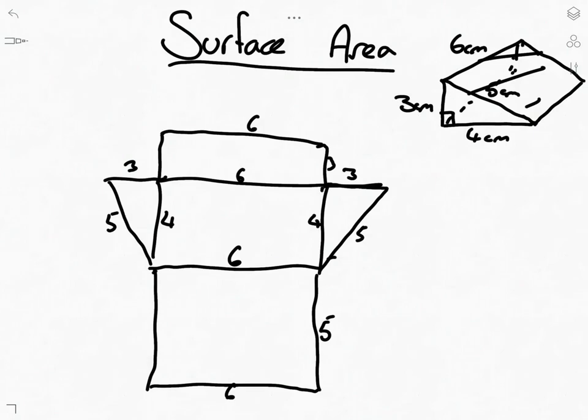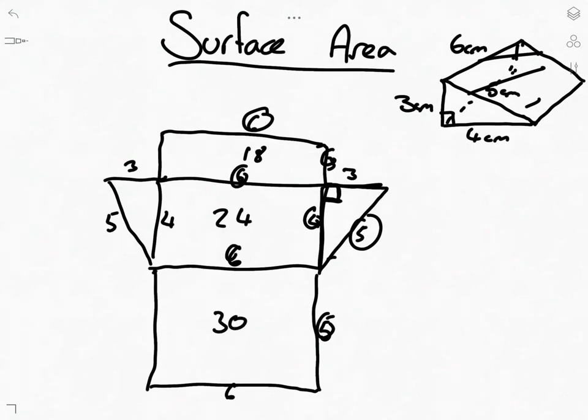You see here, this is a 3, this is a 4, it's a right angle triangle. So you should be able to work out this using Pythagoras. But we're not doing that at the moment, we're doing surface area. So now the next step is just to work out all the areas. So 6 and 3 is 18. 6 and 4 is 24. 5 and 6 is 30.